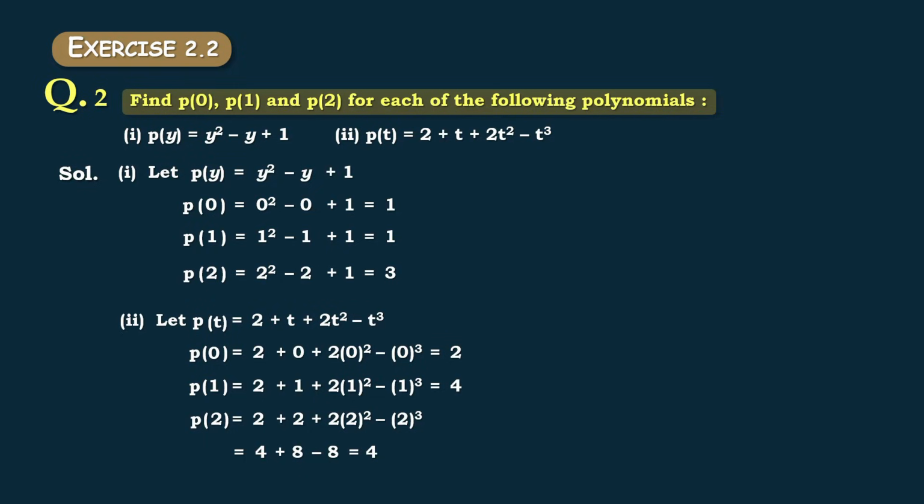Final answers. For the first polynomial, at 0 the value is 1. At 1 the value is 1. At 2 the value is 3. For the second polynomial, at 0 the value is 2. At 1 the value is 4. At 2 the value is 4.